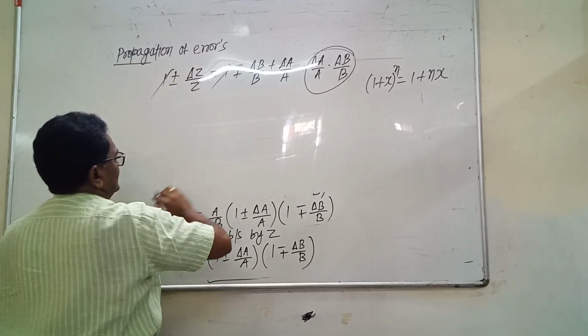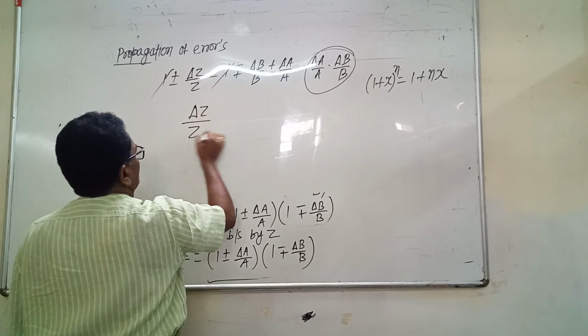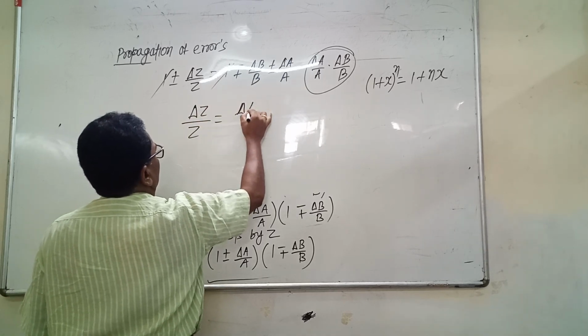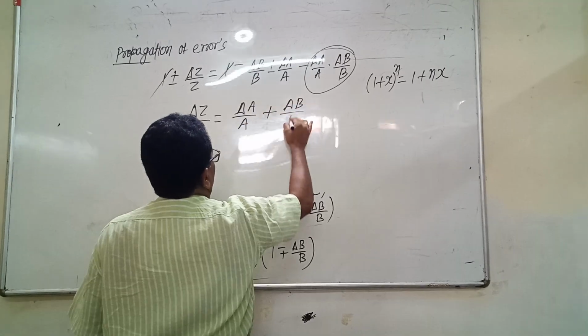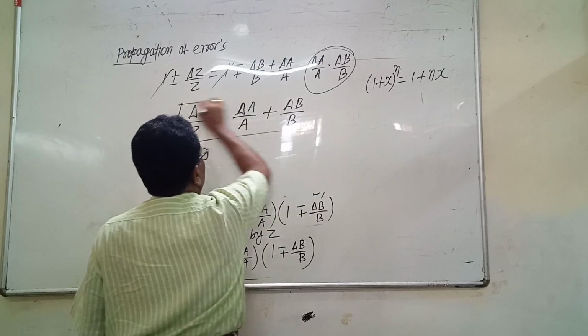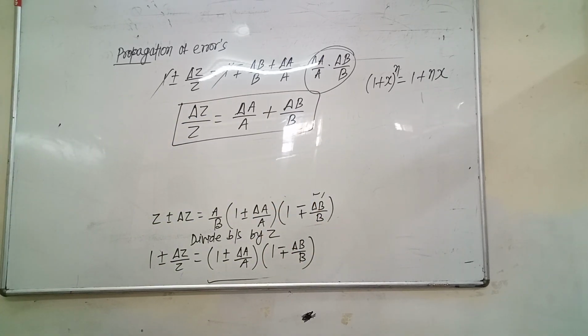1 and 1 gets cancelled from both sides, and the maximum error in division also comes, delta Z by Z equals delta A by A plus delta B by B. So when the two physical quantities are in terms of quotient, or if they are in the divide form, then the result will also be delta Z by Z equals delta A by A plus delta B by B.